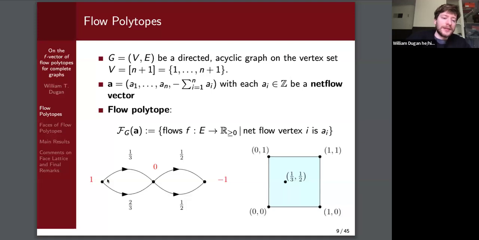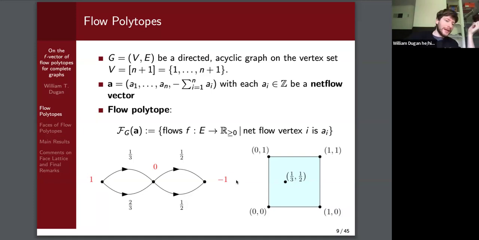Why? Because at this first vertex, we have the edges coming out. We have 1/3 plus 2/3, that equals 1. At the second vertex, we have 1/3 plus 2/3 minus 1/2 equals 0. And at this last vertex, we have -1/2 equals -1.